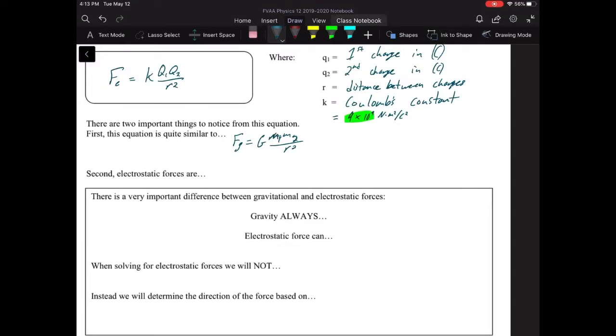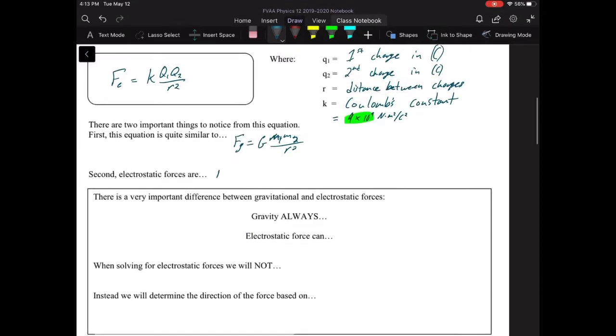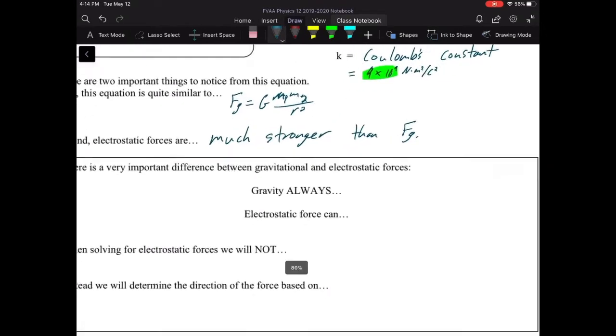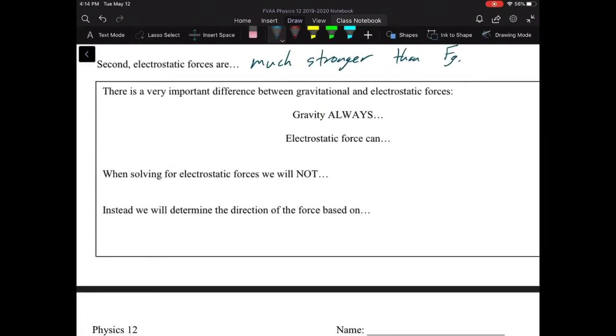The other thing to notice is that electrostatic forces are much stronger than force of gravity, at least in relative terms. And this is most clearly seen in the difference between their constants, where k is 9 times 10 to the 9, and G was 6.67 times 10 to the negative 11. So you're looking at a difference in order of magnitude of like 20 zeros behind the number. That's the amount that they're different. So a very important difference between those forces.